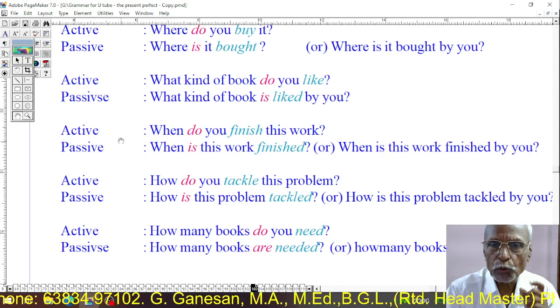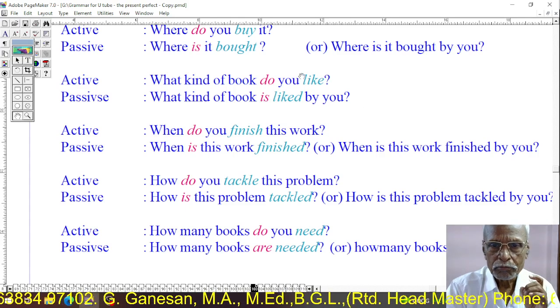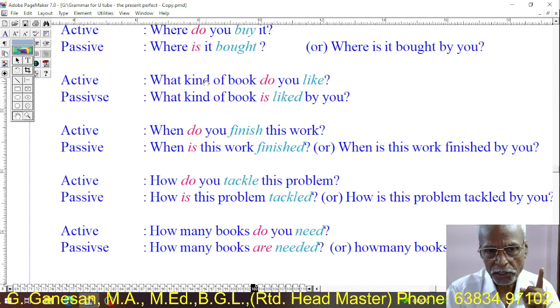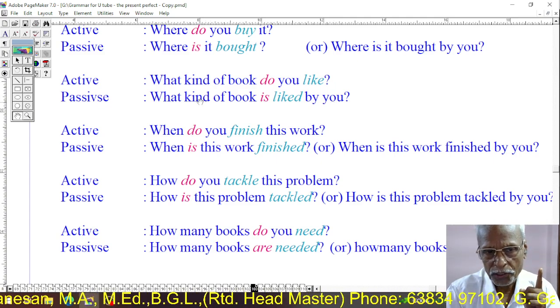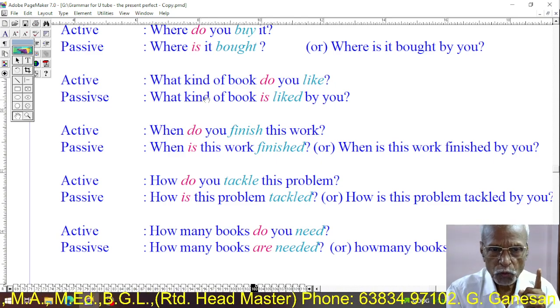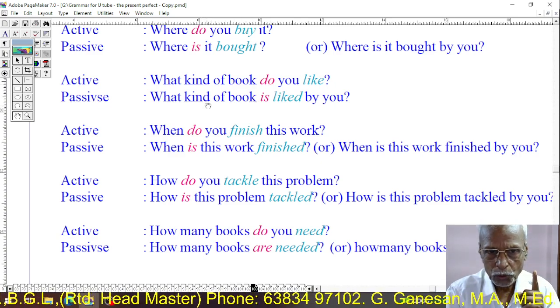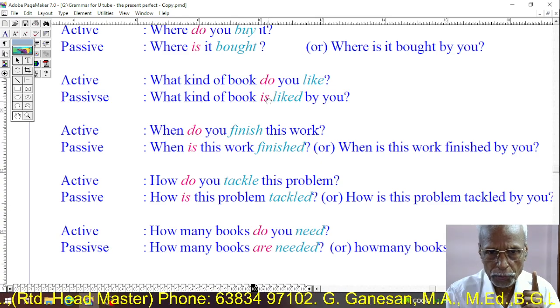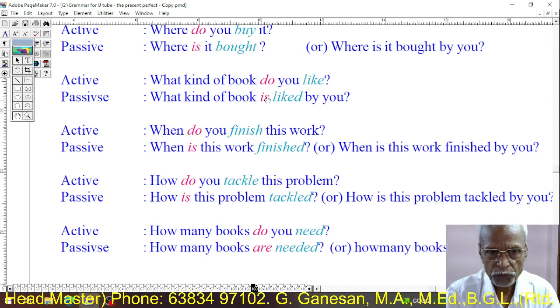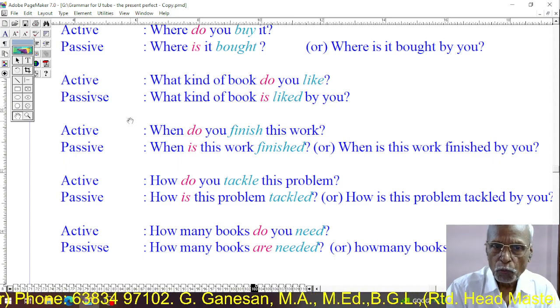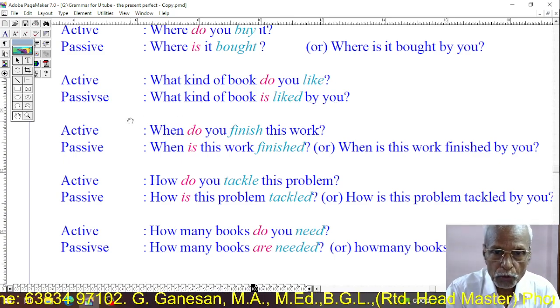What kind of book do you like? Subject and object are interchanged: you becomes by you, and what kind of book becomes the subject. As it is singular, do is replaced by is in the passive form. Like becomes the past participle. What kind of book is liked by you?